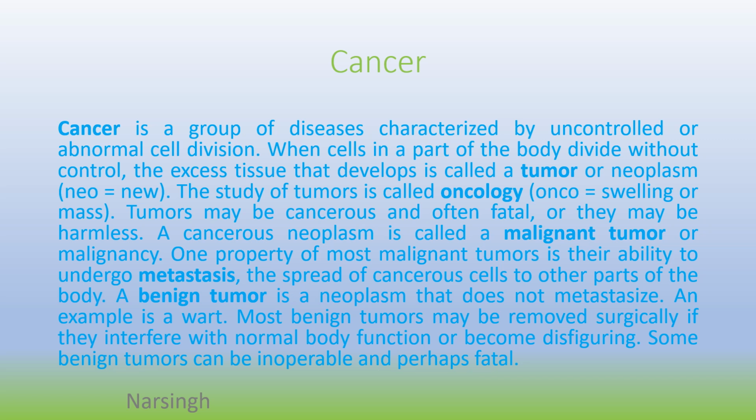A cancerous neoplasm is called a malignant tumor or malignancy. One property of most malignant tumors is their ability to undergo metastasis, the spread of cancerous cells to other parts of the body. A benign tumor is a neoplasm that does not metastasize. An example is a wart. Most benign tumors may be removed surgically if they interfere with normal body function or become disfiguring. Some benign tumors can be inoperable and perhaps fatal.